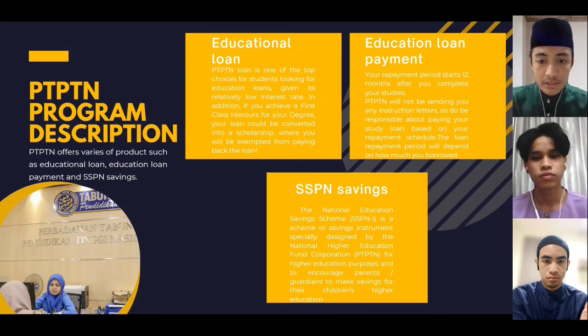SSPN savings. The National Education Savings Scheme, known as SSPN, is a scheme or savings instrument specially designed by the National Higher Education Fund Corporation (PTPTN) for higher education purposes, to encourage parents and guardians to make savings for their children's higher education.